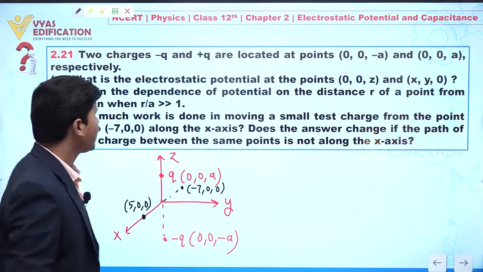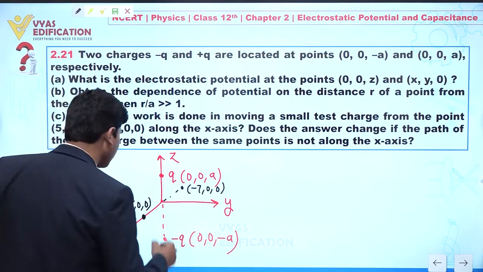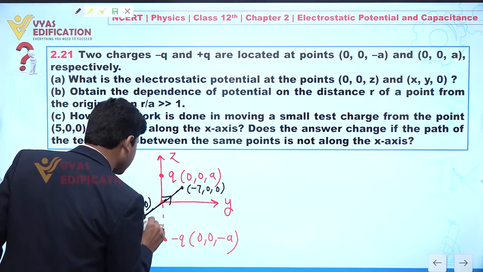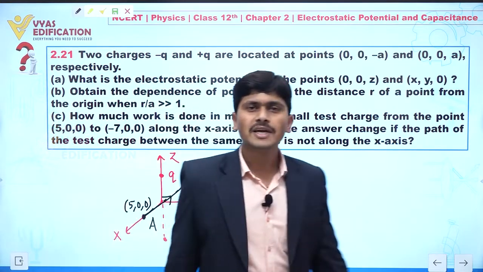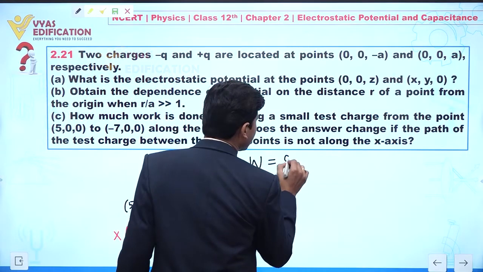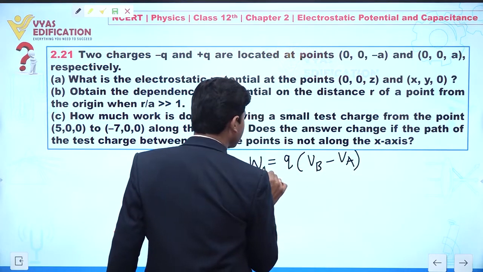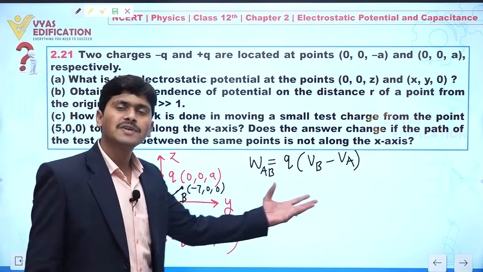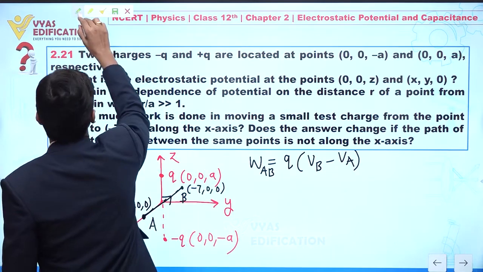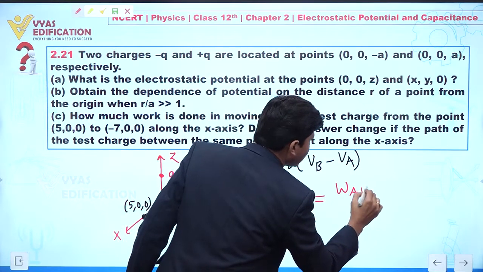Now we are bringing a test charge along the x-axis from the point 5 to -7. It means we are bringing the test charge from this side to this side. Let's say this is point A and point B. So we are moving a test charge from point A to point B. Work done is equal to the test charge times Vb minus Va, and this is the work done from A to B. Like this we always define electric potential. So Vb minus Va is equal to Wab divided by Q.